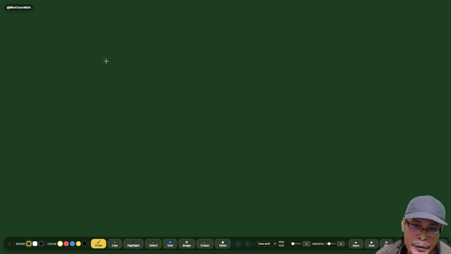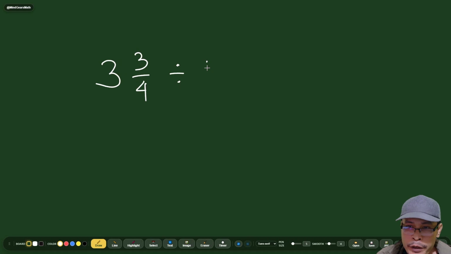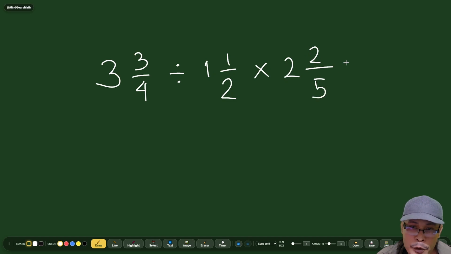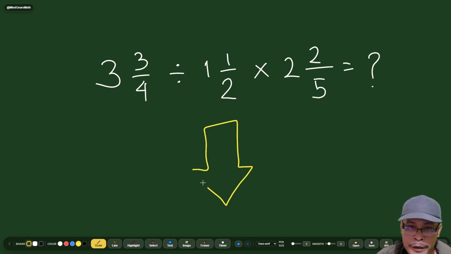Now your turn. On the screen, 3 and 3/4 divided by 1 and a half, multiplied by 2 and 2 over 5. Same trap, new numbers. Drop your answer in the comment. I'll pin the correct one.